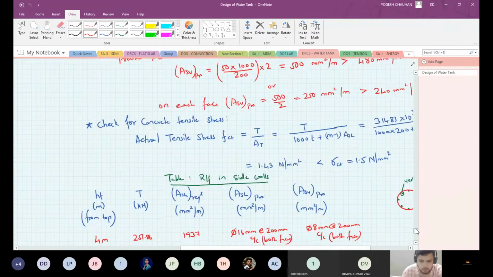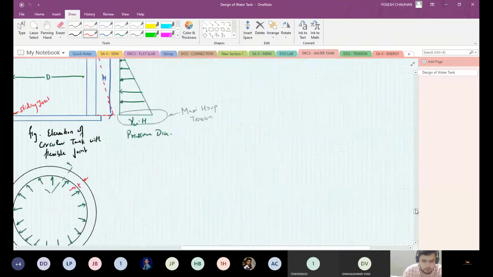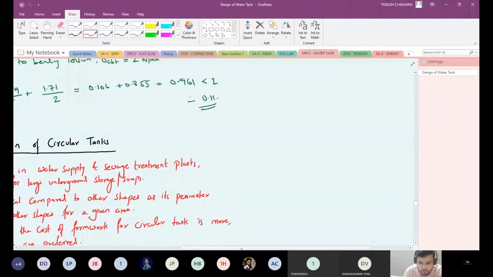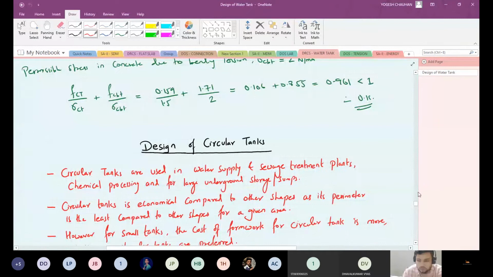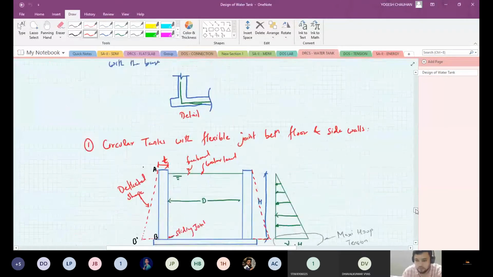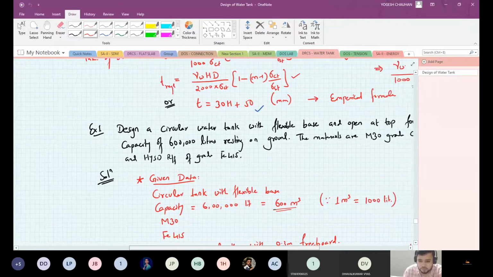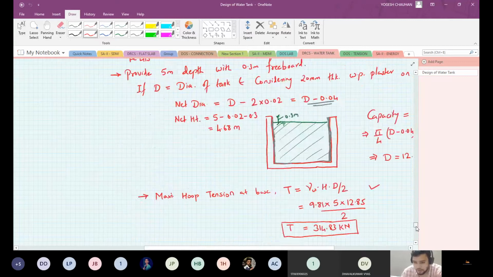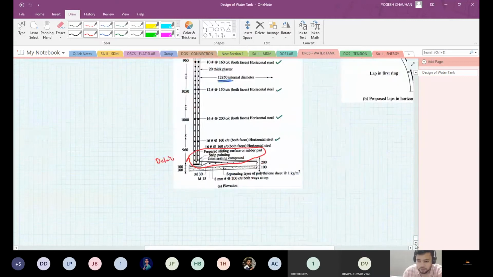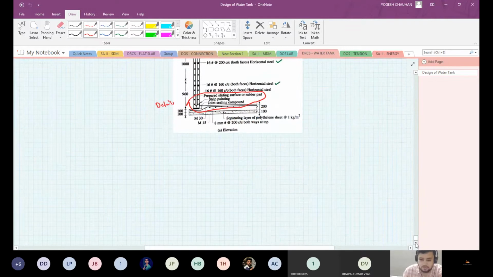Okay, so in the previous class, we went through circular tanks with flexible joint between the floors and the wall, and then we solved one example related to the flexible joint between the floors and wall. Today we'll see circular tanks with rigid joint between the floors and the wall. We'll first go through the theory part, and then in the subsequent lectures, we'll take examples related to circular tanks with rigid joint. So let us go through the background.